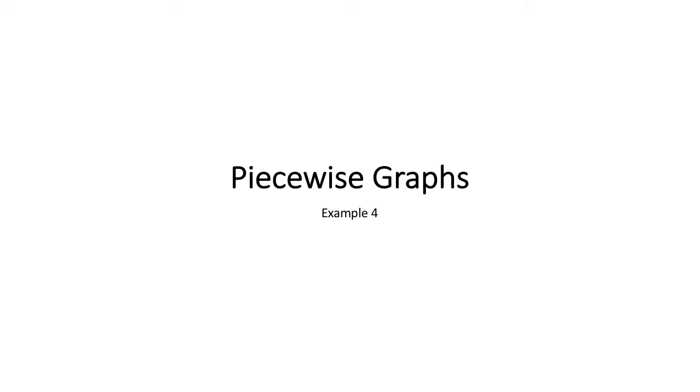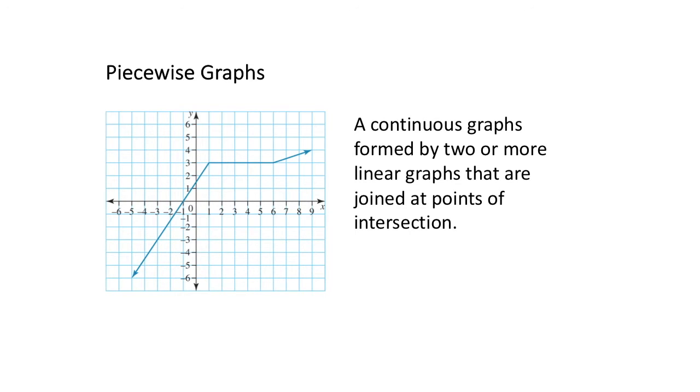This video is going to have a look at constructing piecewise graphs to match the context of a given question. A piecewise graph is a continuous graph that's formed by two or more linear equations, and these equations are joined by points of intersection. So let's have a look at how we construct a piecewise graph.